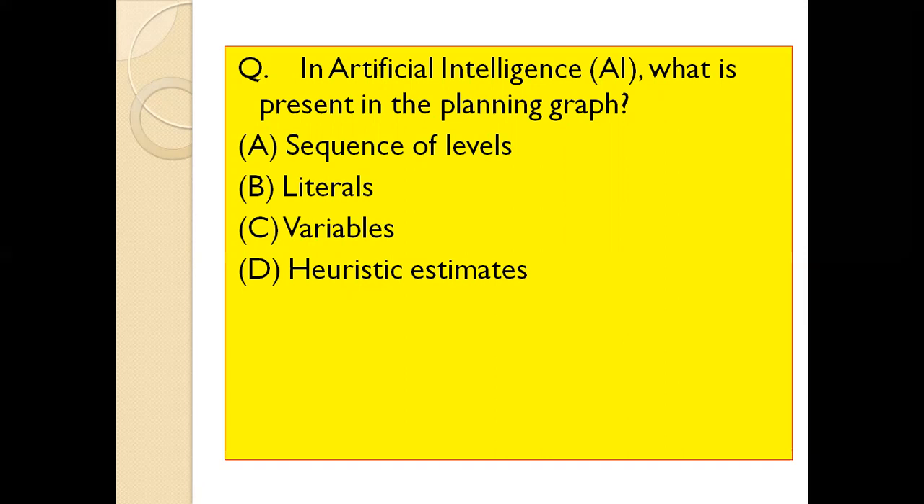The question is, in artificial intelligence, what is present in the planning graph? Option A, sequence of levels. Option B, literals. Option C, variables. Option D, heuristic estimate. Now, to answer this question, you should know what is a planning graph and what does it actually contain. So let's discuss that.